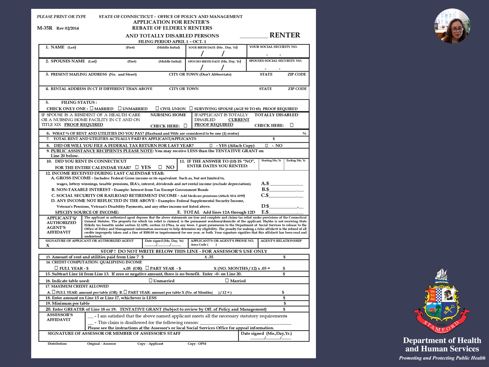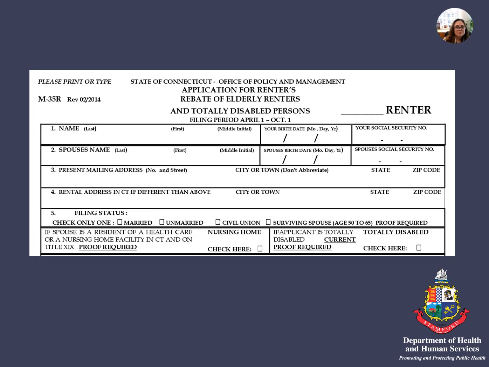This is the rent rebate application. We are going to go from step 1 through 12. Step 1, name and personal information. First, we start with your name. In the top section, fill in your last name, first name, and middle initial. Then, enter your birthday in month, day, and year format. Don't forget your social security number right here.